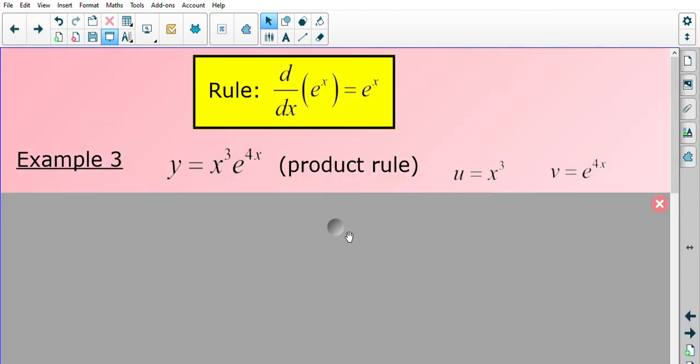So we're going to look at product rule questions. The first one I'm looking at is y equals x cubed e to the 4x. Remember the product rule. We're going to split that up to get what we need for our rule. So I'm going to let u equal x cubed and v equal e to the 4x.